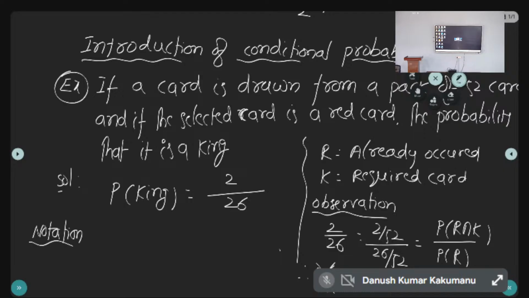If I follow the notation, the already occurred event goes to the denominator. It is just a notation, not a formula. The already occurred event goes to the denominator. What is required? King is required. That comes to the numerator. What is my 2 by 26 here? That numerator indicates the probability of R intersection K, or not? That is P of the intersection part.